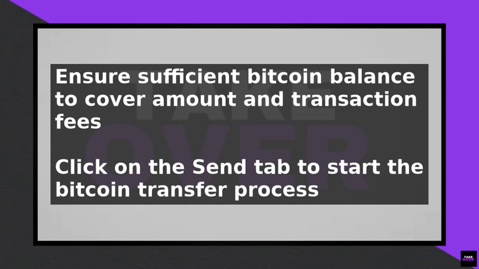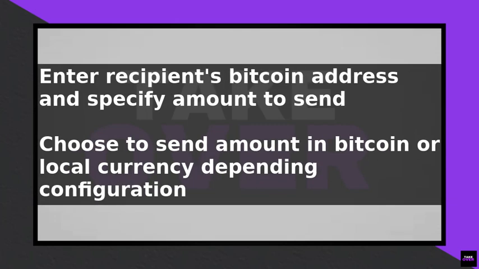After entering the recipient's address, specify the amount of Bitcoin you want to send. You can choose to send a specific amount in Bitcoin or your local currency, depending on the wallet's configuration. It is crucial to double-check the recipient's address to avoid sending Bitcoin to the wrong address, as Bitcoin transactions are irreversible.